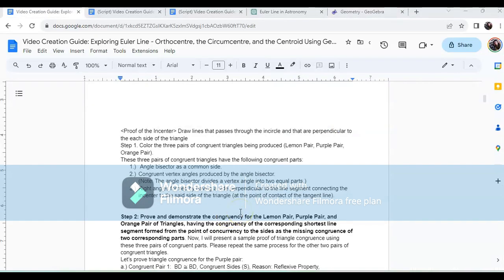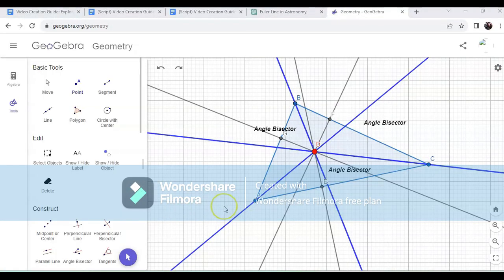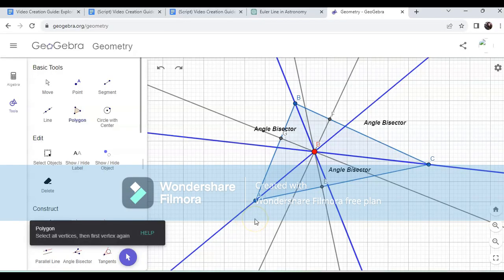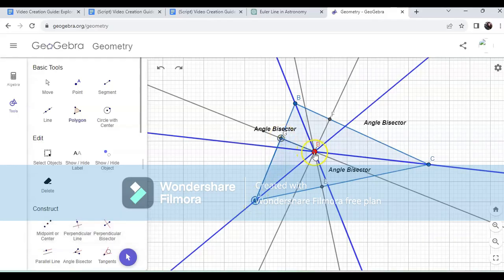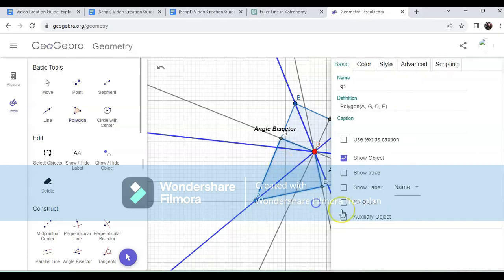Now we're ready for the proof steps. For the first step, we're going to color the 3 pairs of congruent triangles being produced. Using the polygon functionality here, just select the 4 vertices of the quadrilateral. So we have A, G, D, and E. And then we're going to color this one lemon.